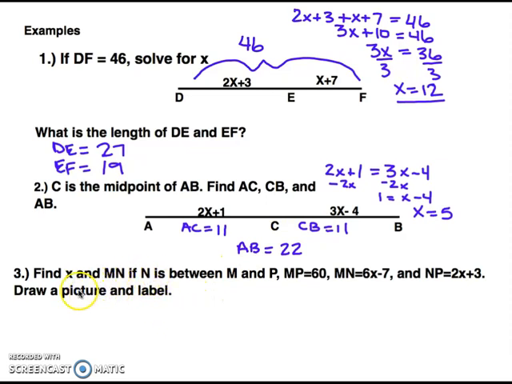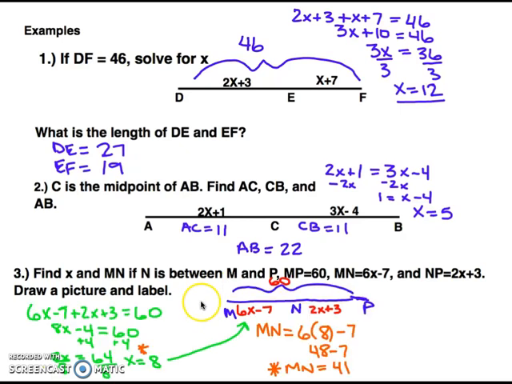For the last one, it says find x and mn if n is between m and p. mp equals 60, mn equals 6x minus 7, and np equals 2x plus 3. Draw and label the picture. So I'm going to pause the video and you see if you can set that up.